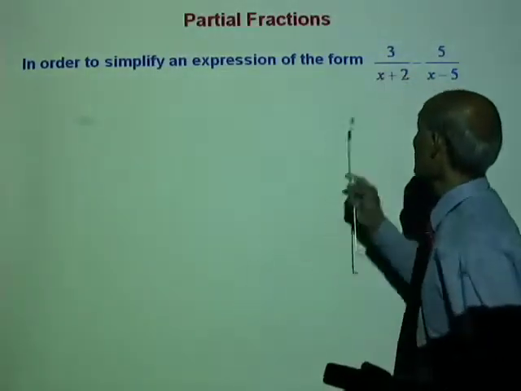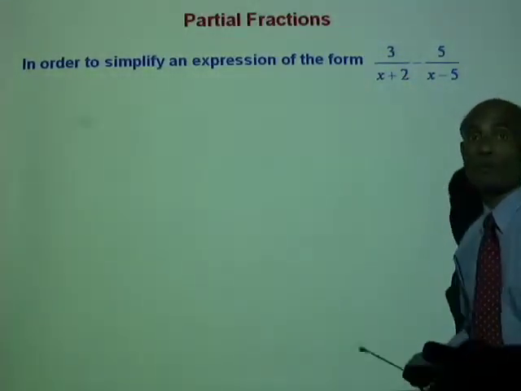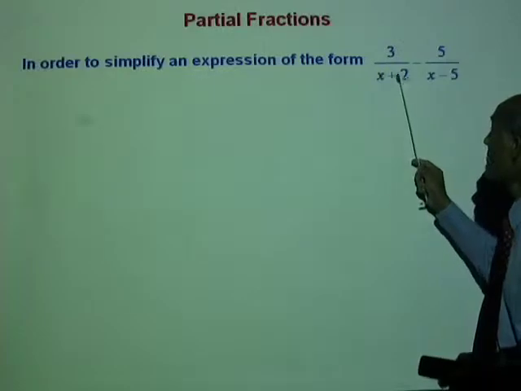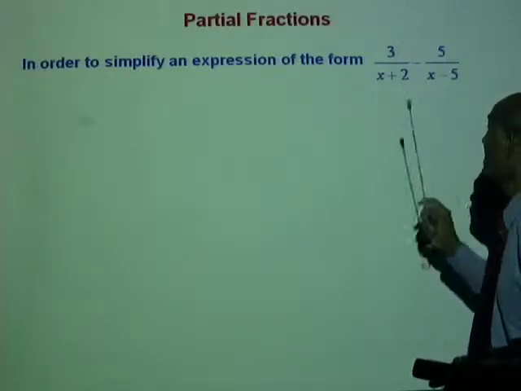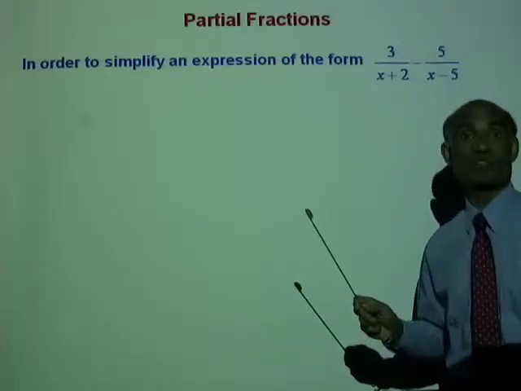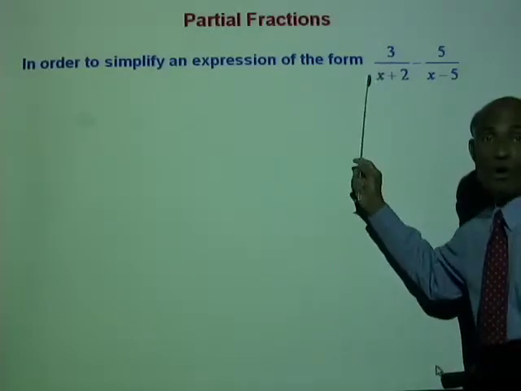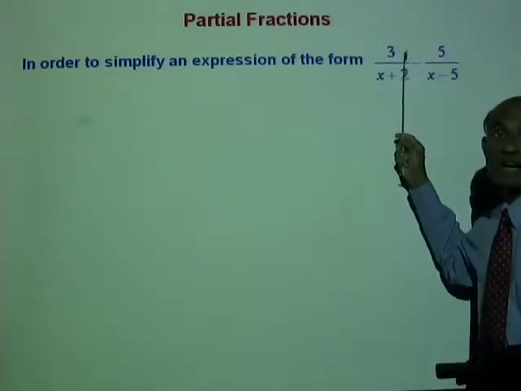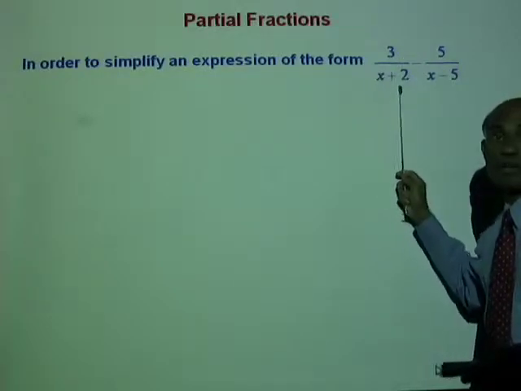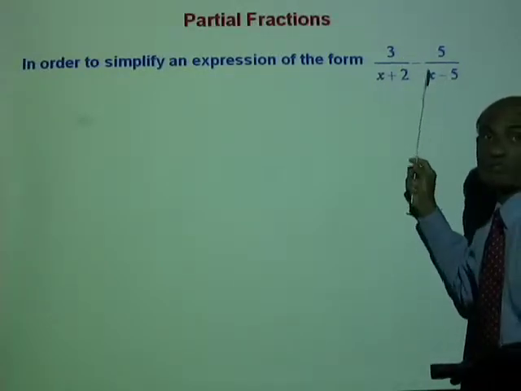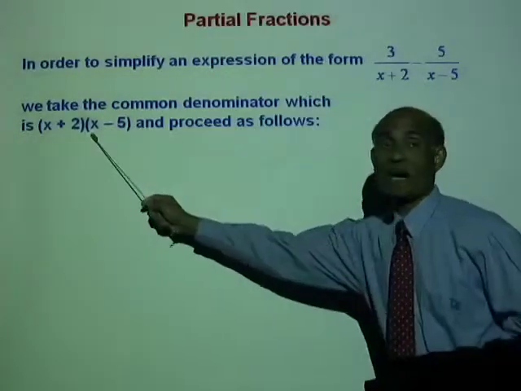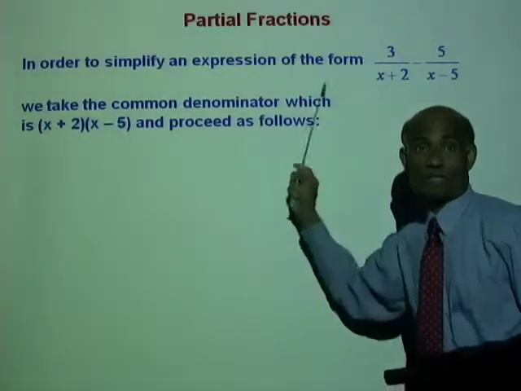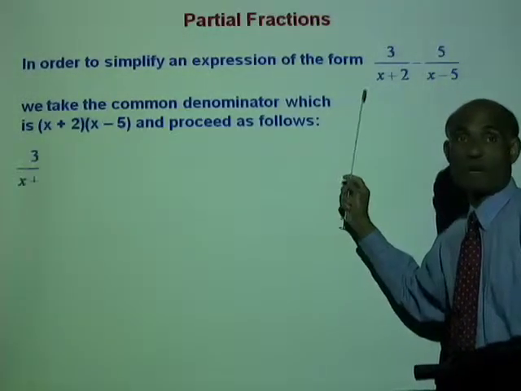Now, how do you simplify an expression of the form 3 divided by x plus 2 minus 5 over x minus 5? Well, obviously the method is taking the common denominator and simplify. What is the common denominator here? x plus 2 times x minus 5. Alright, take the common denominator and simplify.